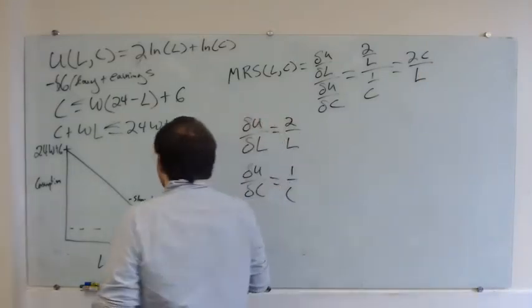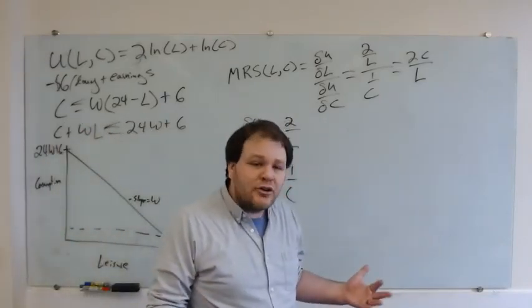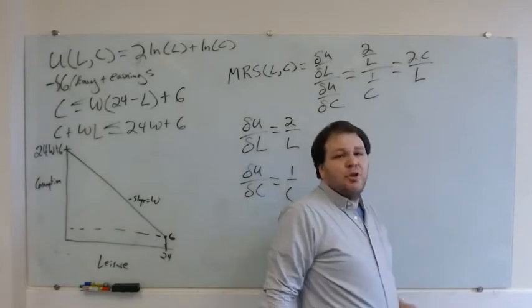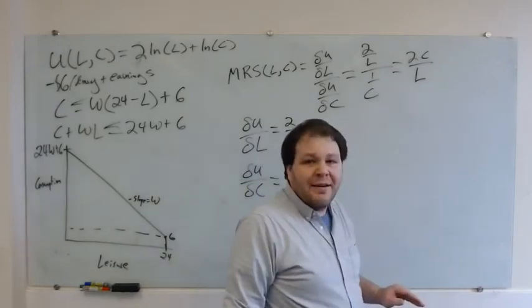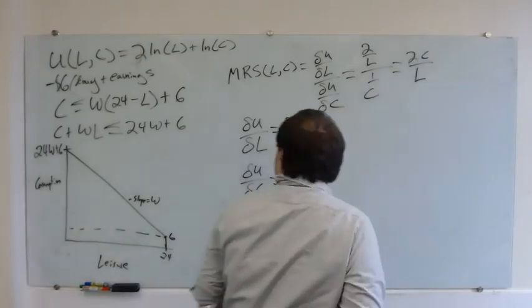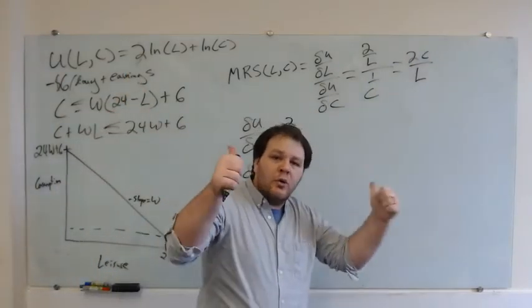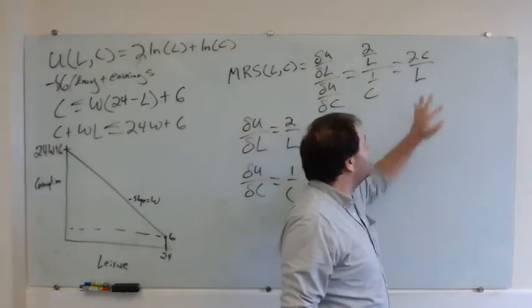What we're saying is our MRS is defined as the amount of consumption we're willing to give per unit of leisure. That's going to be higher the more consumption we have, lower the more leisure we have. And if we had the same amount of consumption and leisure, it would be equal to 2 because we weight leisure more than consumption in our preferences. Cool, cool, cool. So here's our MRS.